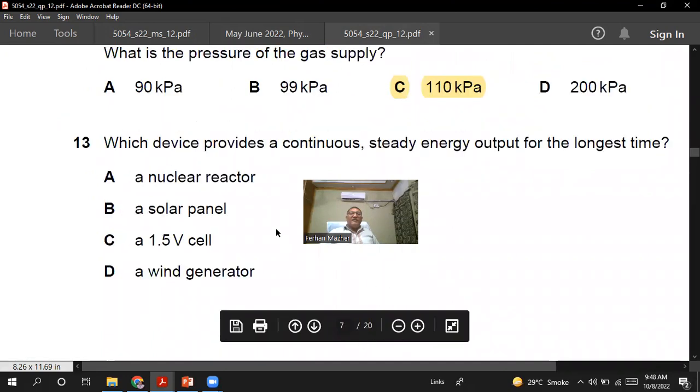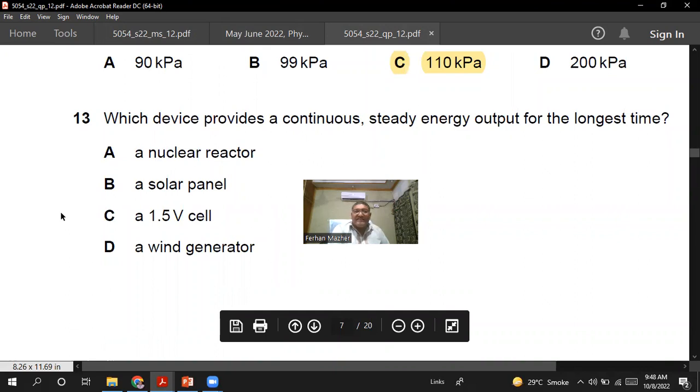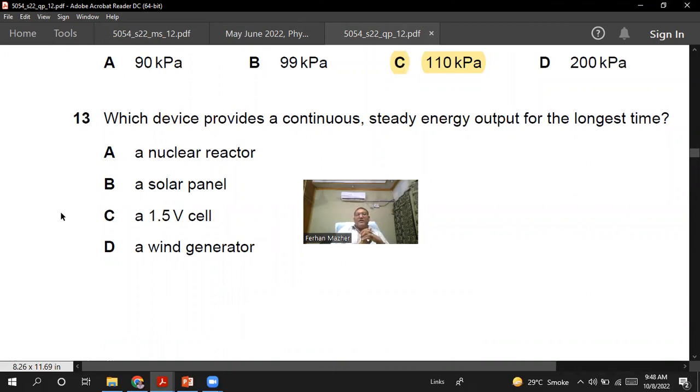And the next question is, he says, which device provides a continuous steady energy output for the longest time? A nuclear reactor, obviously nuclear reactor is very reliable, and its output is for a very long time. A solar panel, no. So you see, the solar panel cannot work in the evening. A 1.5 volt cell, you know, you have to change the cells of your remote controls, of your wall clocks. So that do not give the output for a very long time. A wind generator has a problem that it depends upon the wind, and wind depends upon the season and the conditions of that location. So the most reliable method of the energy which can provide you the output energy for a very long time is a nuclear reactor.